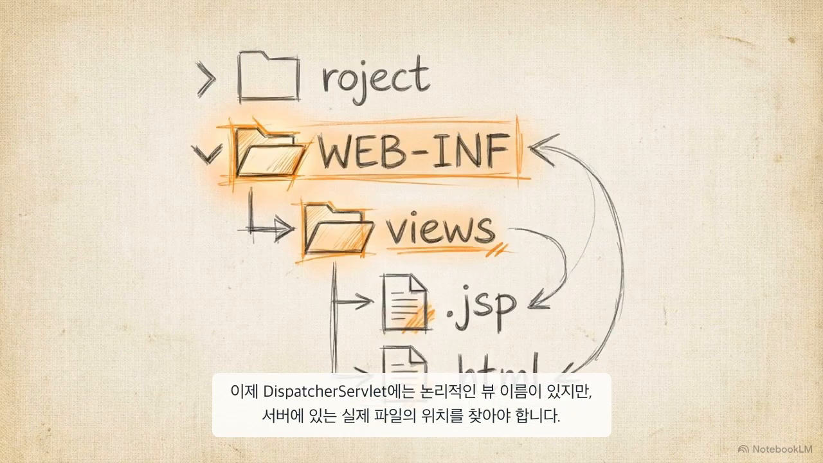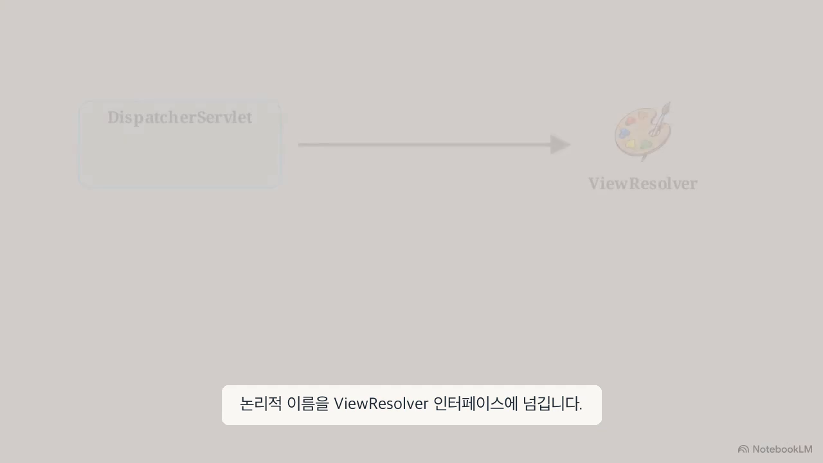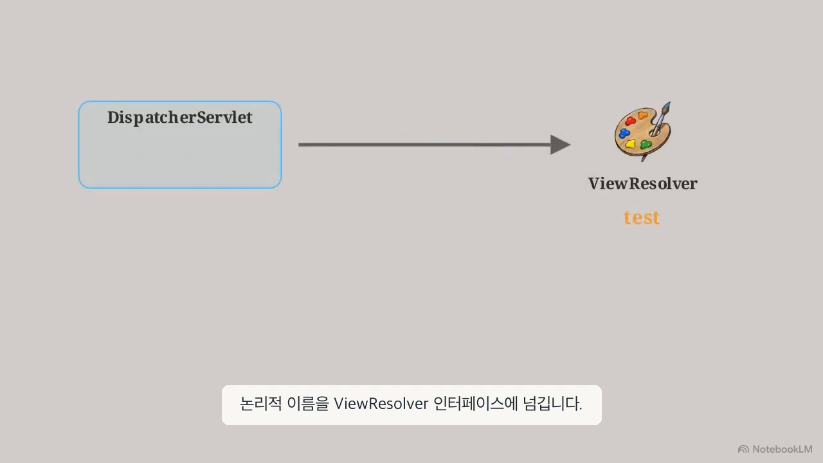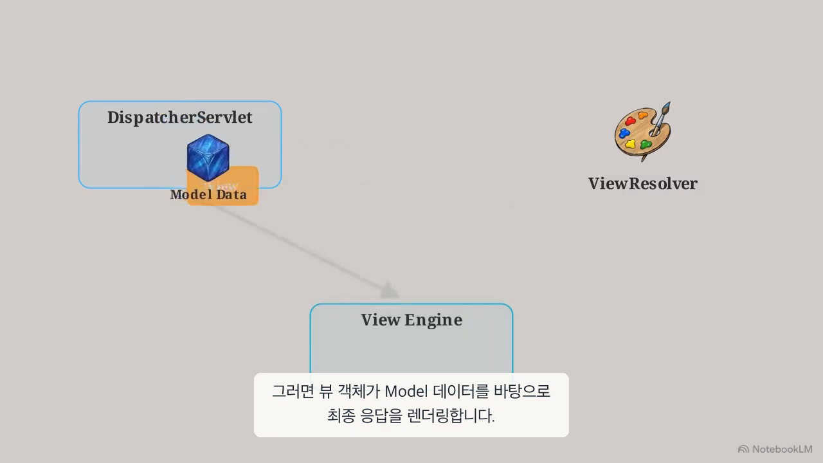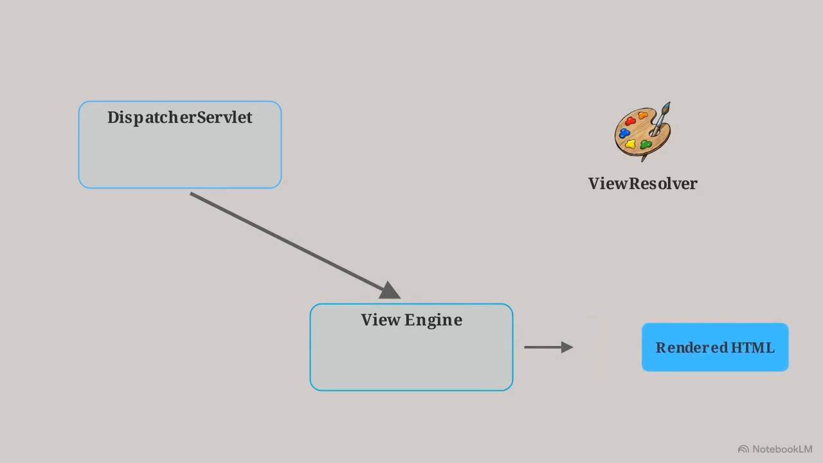The dispatcher servlet now holds a logical view name, but it must still locate the physical file on the server. It passes the logical name to the view resolver interface. The view resolver appends configured prefixes and suffixes to find the resource path. A view object then uses the model data to render the final response.